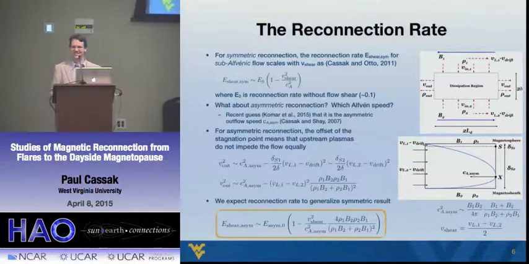So yes, good point. And the other thing I should mention is that this all assumed that the X line was free to move. If you have a reconnection site in the cusp and your field line is tied to the ionosphere, maybe it can't just freely move with the solar wind. And if that's the case, maybe this doesn't apply so well. So these are things we have to figure out later.